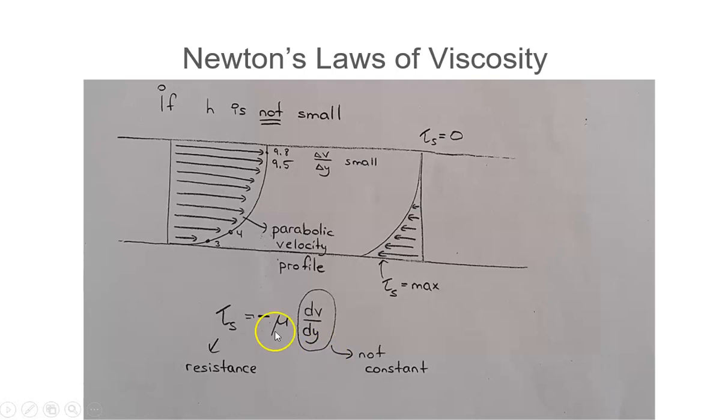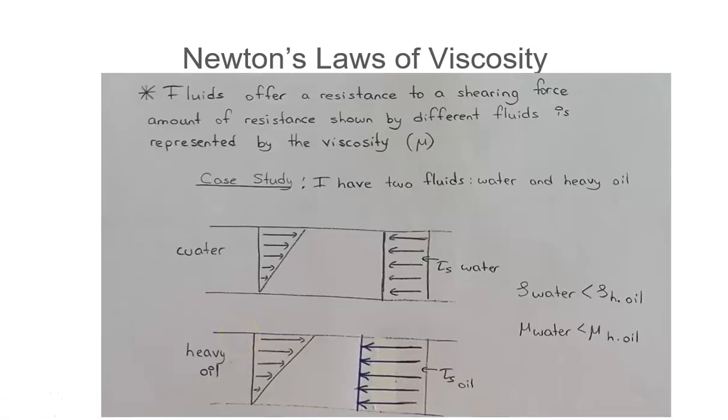Don't forget, this tau represents the shear stress or opposing resistance. So fluids offer resistance to a shearing force, and the amount of resistance shown by different fluids is represented by the term viscosity with the symbol mu.